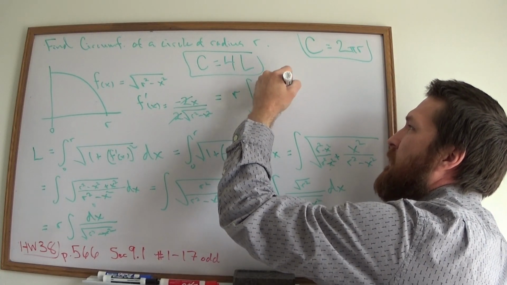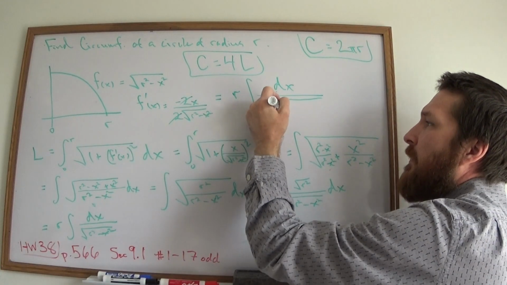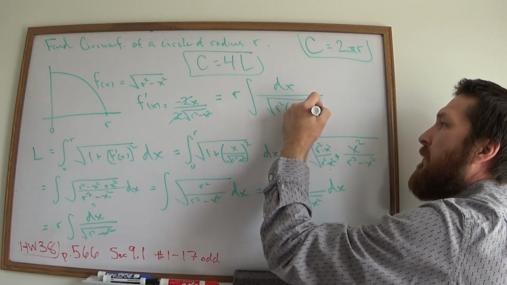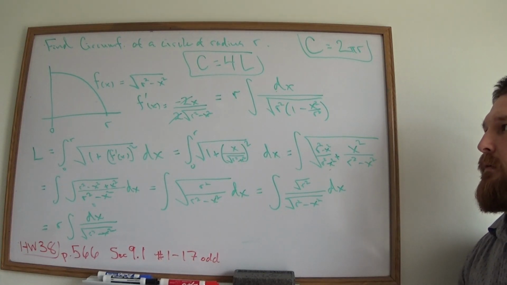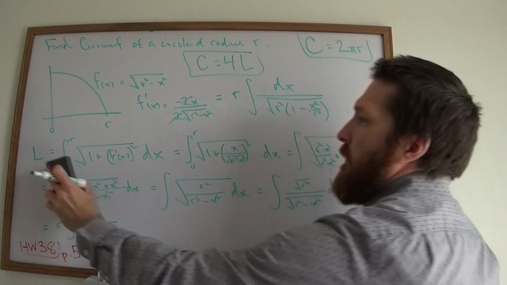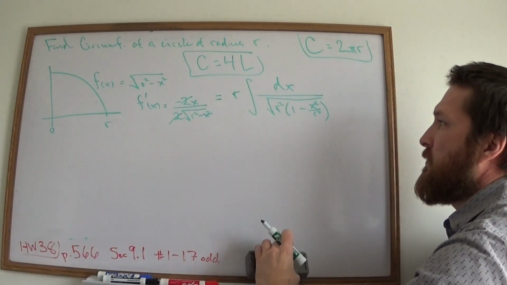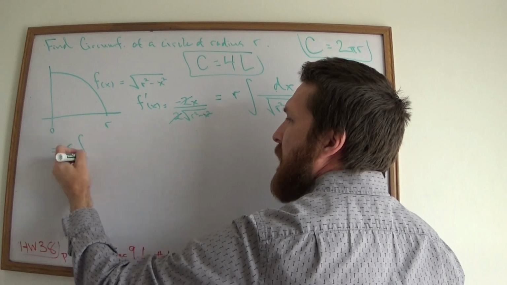I like to do it this way, where I just factor out my R squared out of 1 minus X squared over R squared. Then the R's cancel. The R's are going to cancel, so that's kind of nice. So let's do that. I bring that out. We have R on the outside.